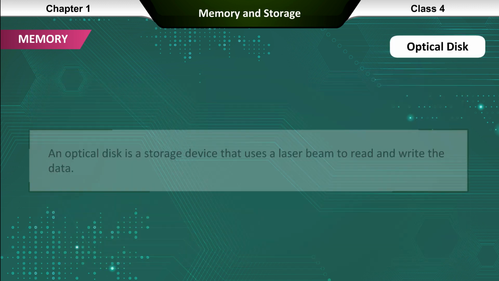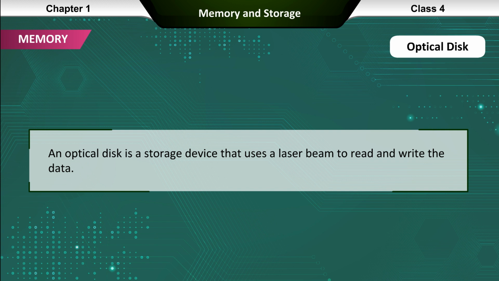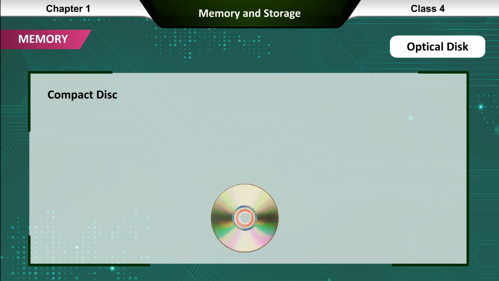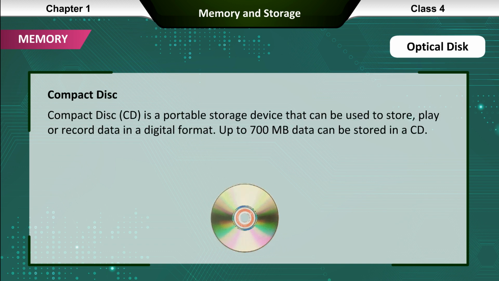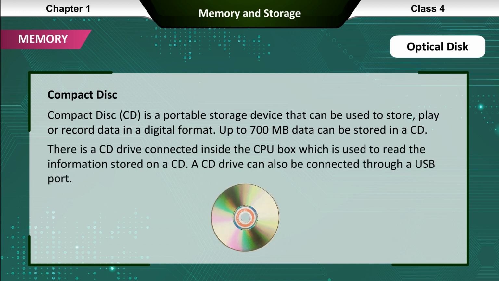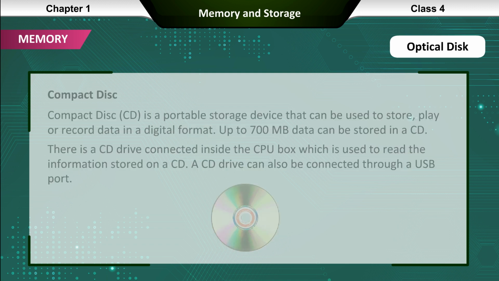Optical disk. An optical disk is a storage device that uses a laser beam to read and write the data. Compact disk. Compact disk, CD, is a portable storage device that can be used to store, play or record data in a digital format. Up to 700 megabytes data can be stored in a CD. There is a CD drive connected inside the CPU box which is used to read the information stored on a CD. A CD drive can also be connected through a USB port.